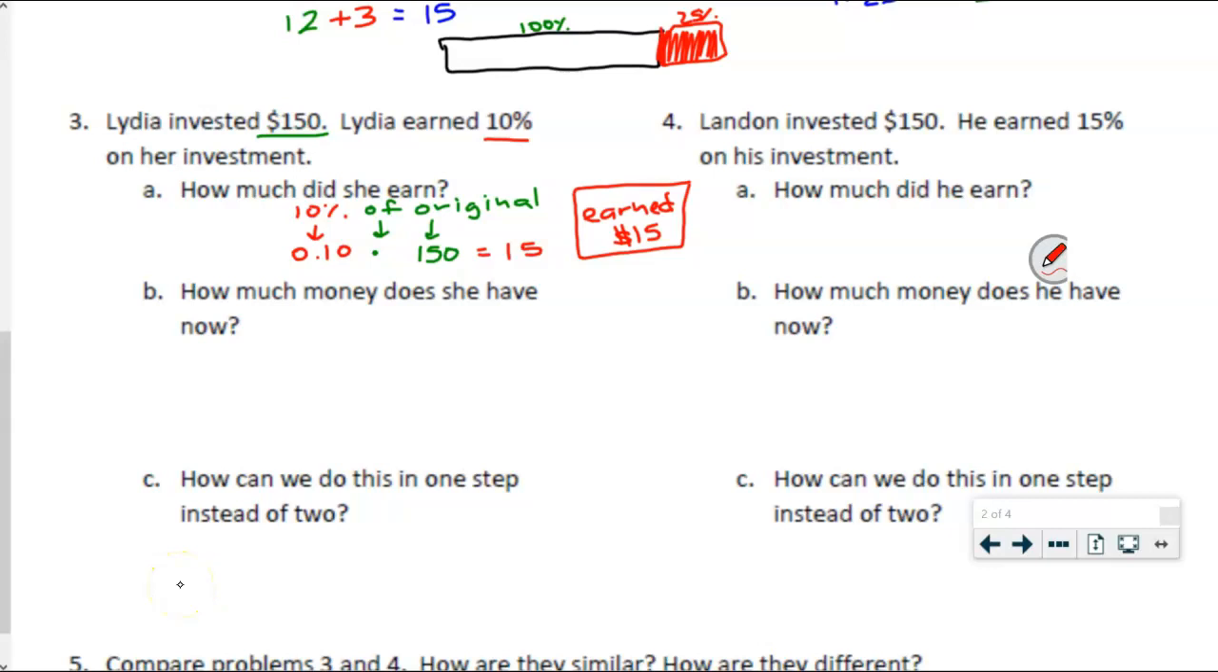How much money does she have now? Remember how she started off with $150? Remember how she just earned $15? Now she has $165.